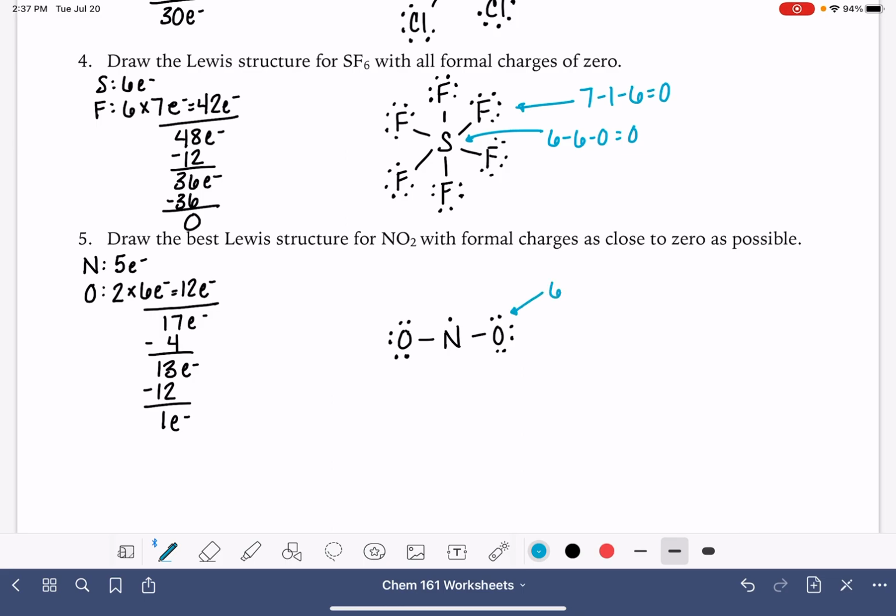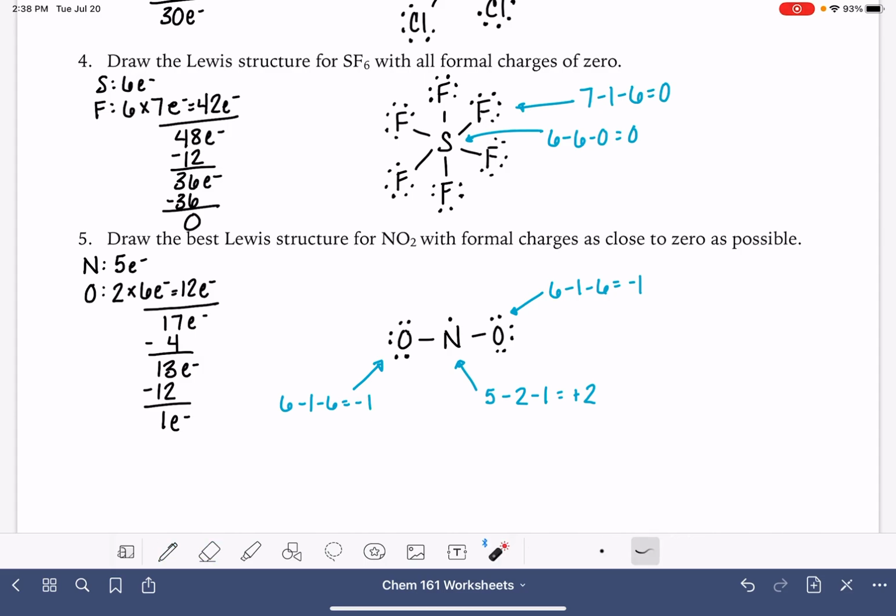Oxygen, 6 valence electrons, 1 bond, 6 non-bonding electrons. That's a -1 formal charge. Same with this oxygen over here. 6 minus 1 minus 6 is -1. And the nitrogen, 5 valence electrons. This nitrogen has 2 bonds, and it has 1 non-bonding electron. That's a formal charge of +2.